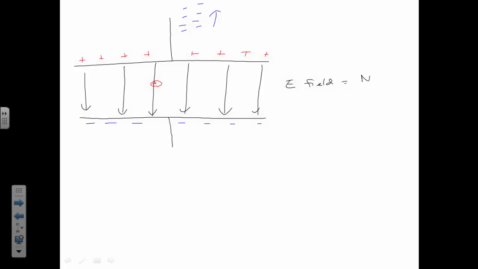Well, how many newtons of force are going to be acting on it? Because we went from mass, where we're talking about gravity, to charge, where we're talking about electric field. So we have newtons per coulomb. I'm sorry, it's supposed to be newtons per coulomb, which are charge units.